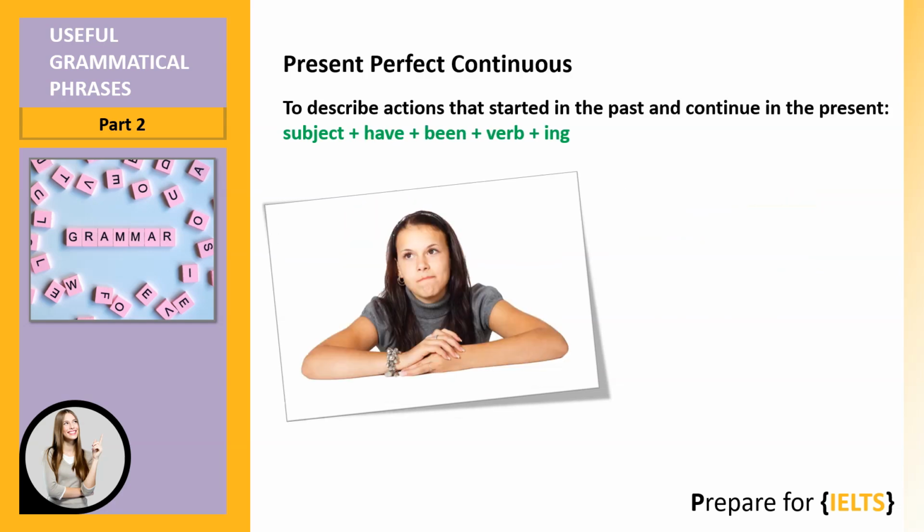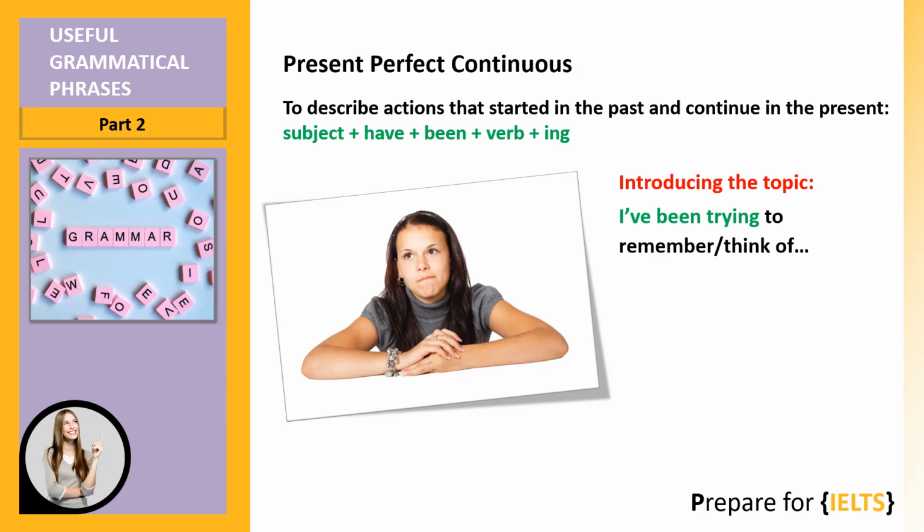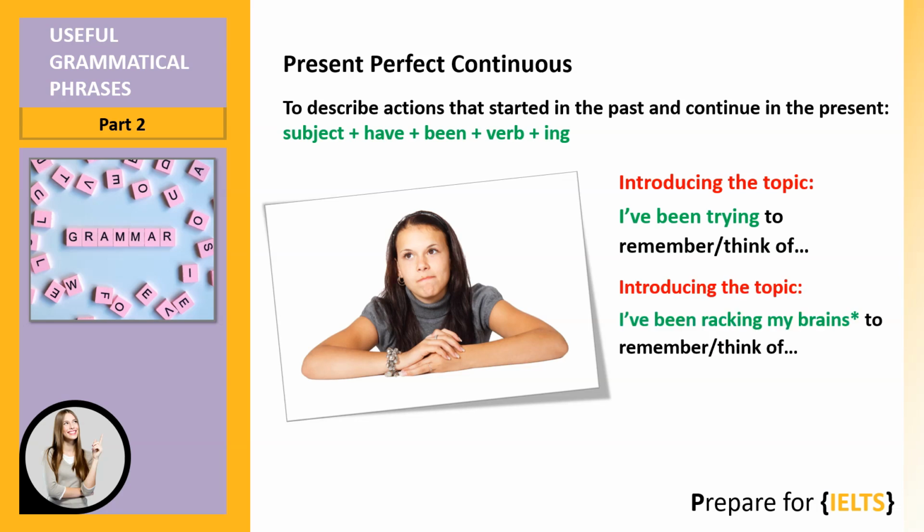Present perfect continuous. Candidates who use present perfect continuous are the ones who are getting Band 7 plus. So when you're introducing your topic, I've been trying to remember, I've been trying to think about, I've been trying to remember a time when I was stuck in a traffic jam, I've been trying to remember the last book I read.